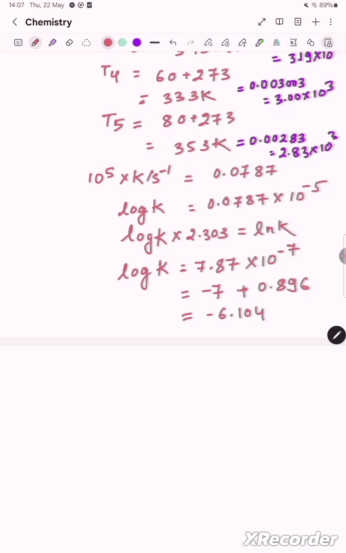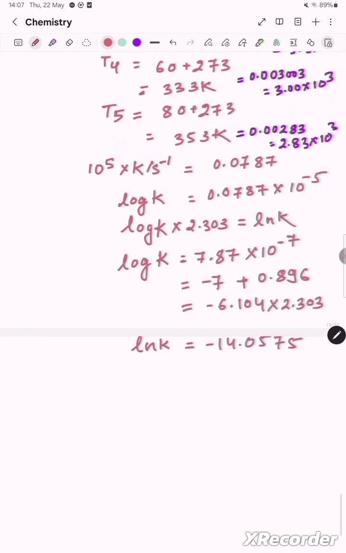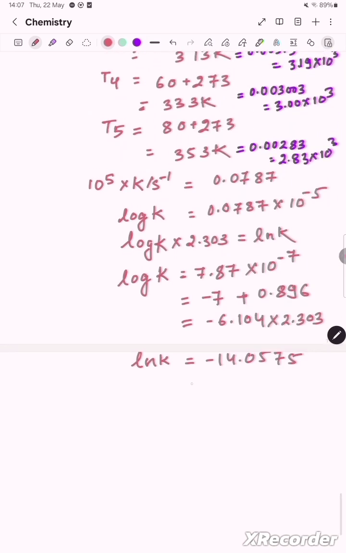And we know that log k multiplied by 2.303 is equal to natural logarithm. So for converting this log k, we multiply by 2.303, then it will become the ln k value. Now the ln k value will become minus 14.0575. Now similarly we calculate the other one.